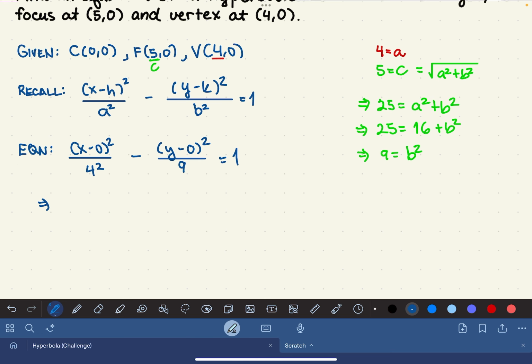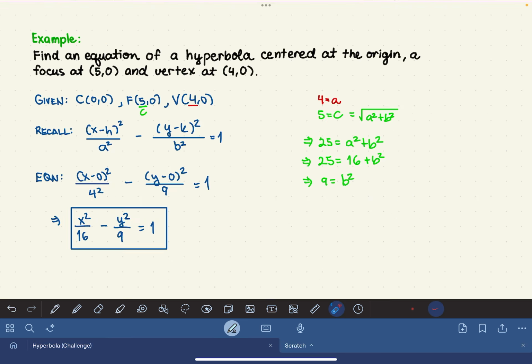Simplifying this, the equation of the hyperbola described in this problem is given by x squared over 16 minus y squared over 9 equal to 1. That is the answer for this problem. Let's move on to the next example.